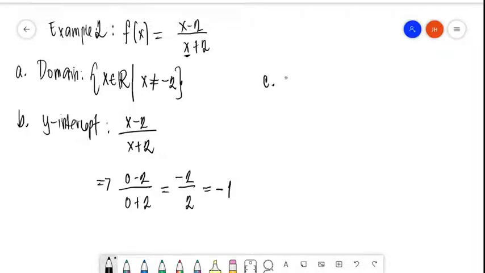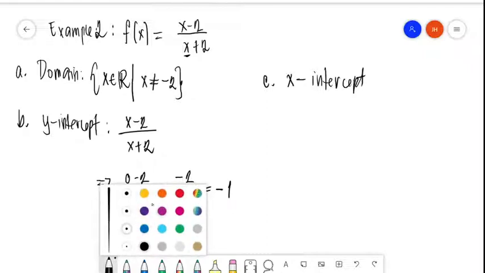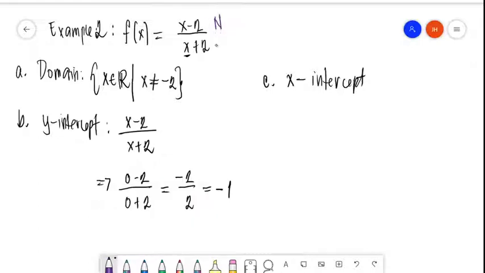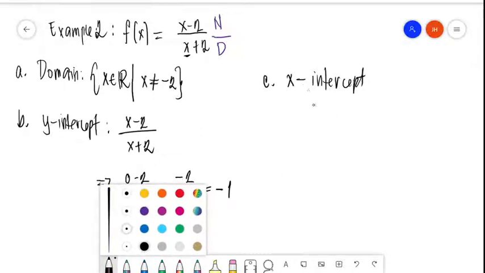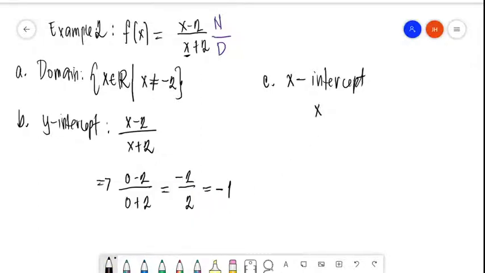Next, we have the x-intercept. So how are we going to get our x-intercept? We are going to equate our numerator to 0. Our numerator here is x minus 2 and our denominator is x plus 2, so in getting the x-intercept, we're going to use the numerator. So we have x minus 2, and we're going to equate it to 0. So we have x equals positive 2. So that is our x-intercept.